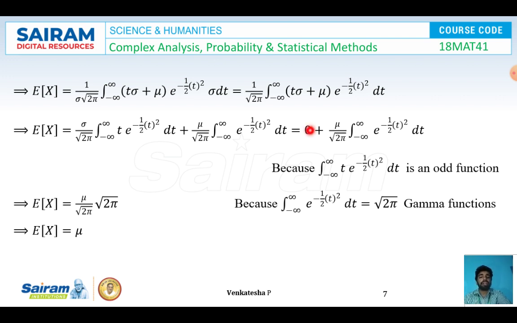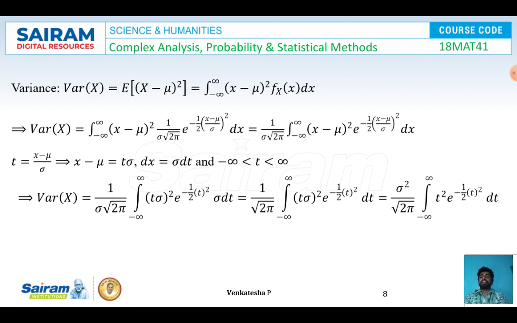So the odd function will become 0 after integration. So I'm writing 0 here directly, and keeping mu by square root of 2 pi integral of e power minus 1 by 2 t square dt as it is, and this integral will be equal to square root of 2 pi. This is because of the gamma function, that is, the integral minus infinity to plus infinity e power minus 1 by 2 t square dt will be equal to square root of 2 pi by the concept of gamma function. So I got expectation of x is equal to mu by square root of 2 pi into square root of 2 pi. So I can cancel square root of 2 pi in this expression. So I got expectation of x is equal to mu.